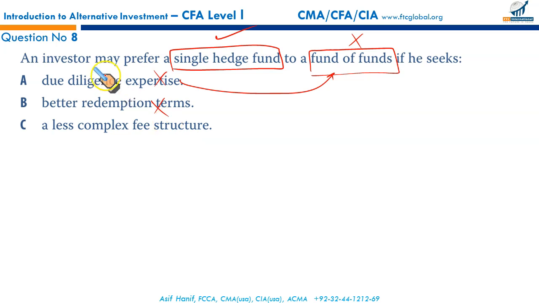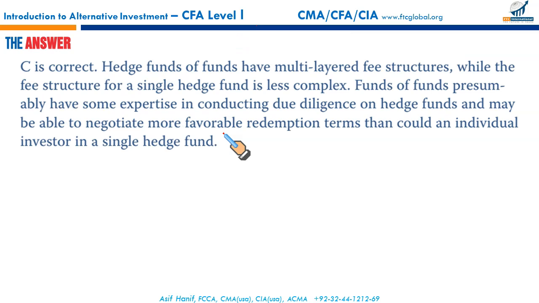Then an investor may prefer a single hedge fund because he seeks a less complex fee structure. This is correct. A single hedge fund has a less complex fee structure, whereas funds of funds could have a multi-layered fee structure, which could be complex. So that is the reason for C, the investor would go for a single hedge fund, and that makes C the correct option.